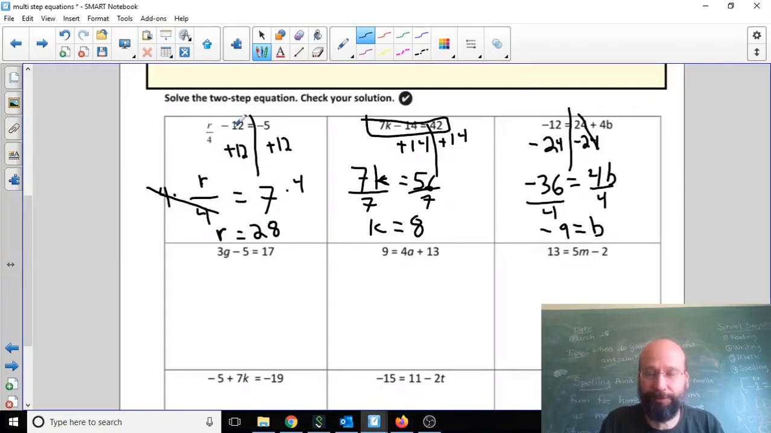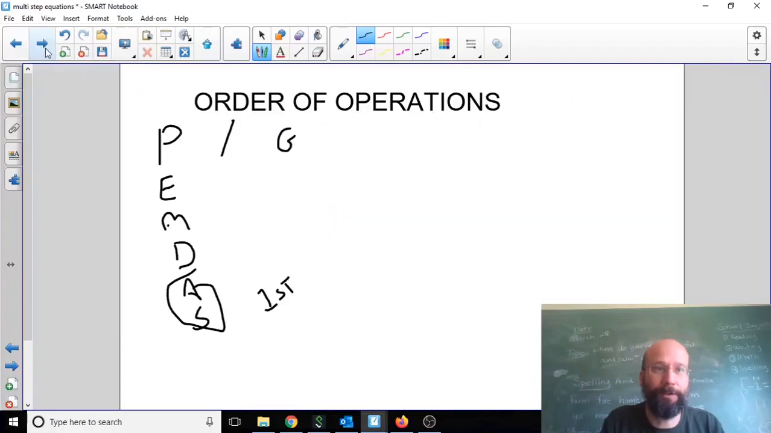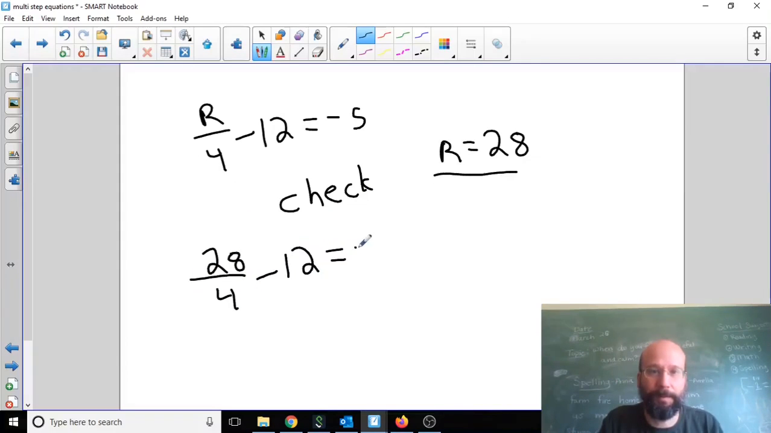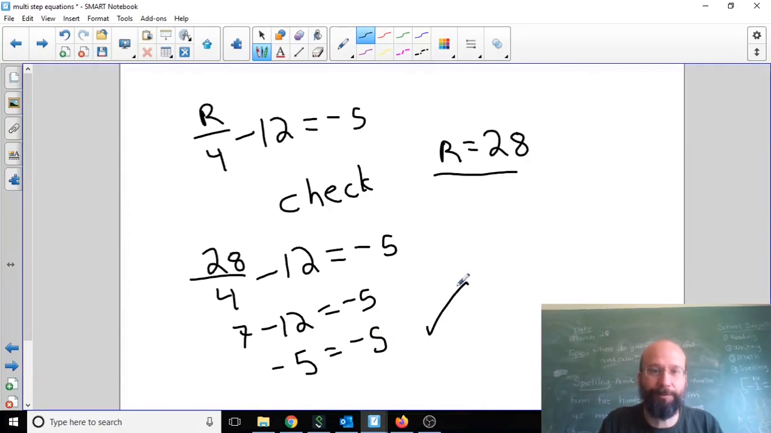So now I'll take this one and I'll check it one last time. So it's r divided by 4 minus 12 equals negative 5. So this is the problem, and this was our answer. To check it, I'm going to substitute 28 in for r and see if we get negative 5. 28 divided by 4 is 7. 7 minus 12 is negative 5 equals negative 5. So our answer is right.